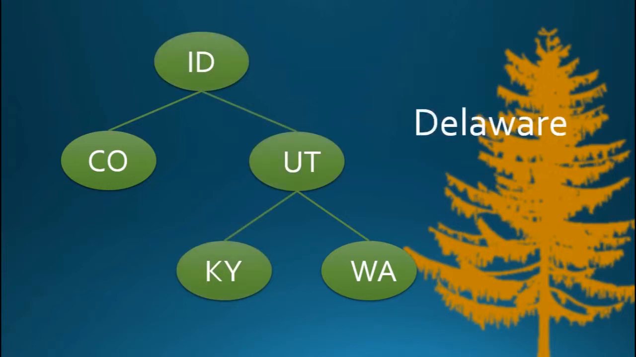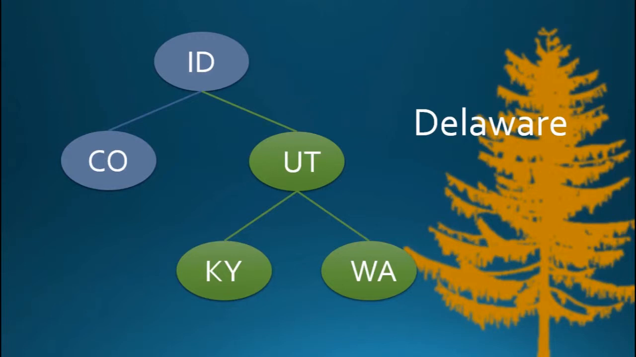Now we're going to search for Delaware and see a little different condition occur, and this is how we discover that something is not in the list. We are going to compare Delaware against Idaho, and because it is less than Idaho, we are going to traverse down the left-hand subtree. So we arrive at Colorado. Delaware is not equal to Colorado, so we ask, is it less than or greater than? Because Delaware is greater than, we go and check the right subtree.